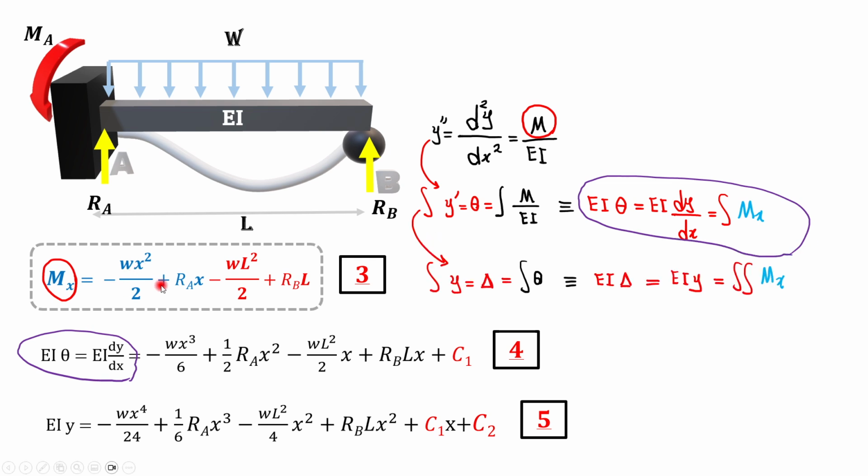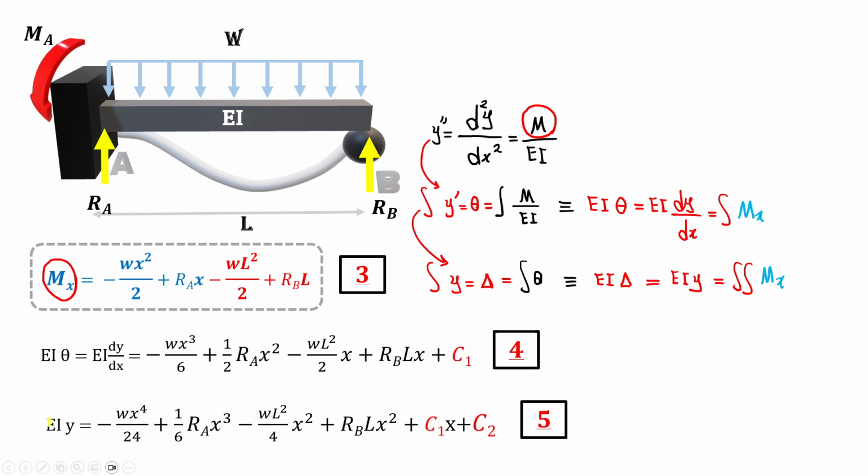And if you integrate it twice, it just says if you integrate y prime or theta, you reach y, and y is equal to delta, and that's the integration of theta, or EI delta, EI y. That's double integration of moments. So that's double integration: we reach from the third equation to the fifth equation. By each integration, two constants are added. So if we integrate it twice, we have two constants of integration.